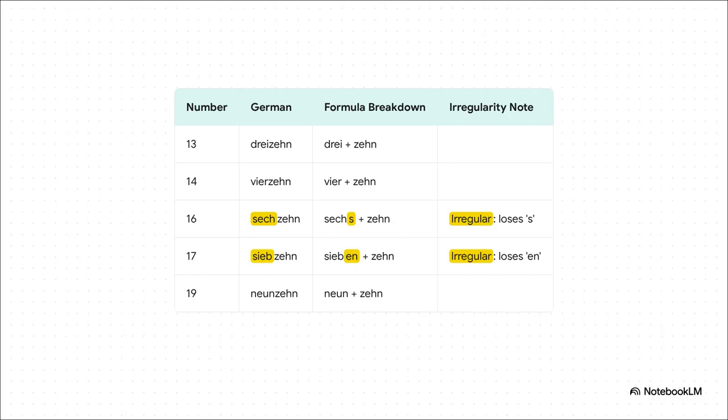You can see this formula in action right away. 13 is just 3 plus 10. 14 is 4 plus 10. Pretty straightforward, right? But look closely at 16 and 17. To make things sound a little smoother, Germans make a tiny edit. Sechs drops its final S to become sechzehn, and sieben drops the N for siebzehn. It's a small detail, but it's a super important one.